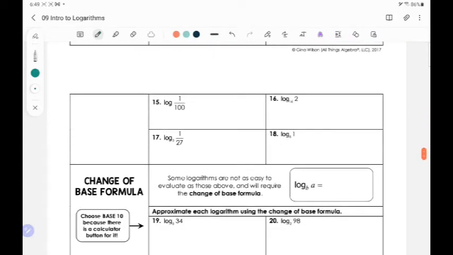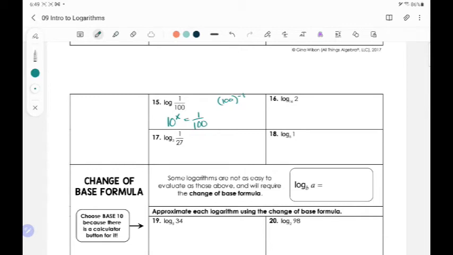All right, let's look at the next one. We've got log base 10 of 1 over 100. So this is like 10 to the x power equals 1 over 100. How would we figure that out? Well, let's think about it for a moment. To get it to the 100 to be in the denominator, that's like 100 to the power of negative 1.